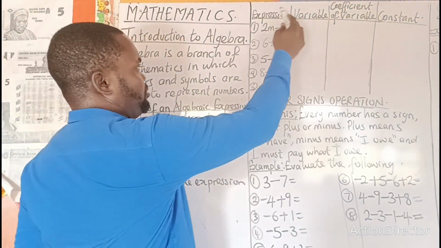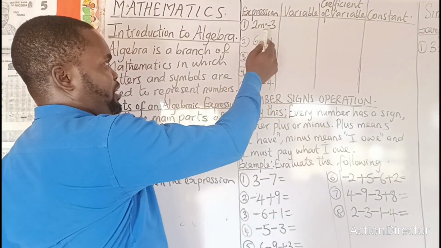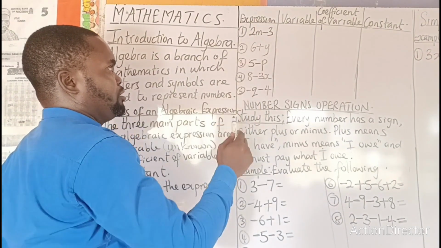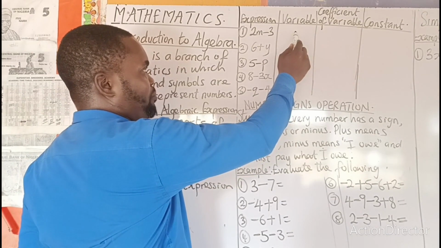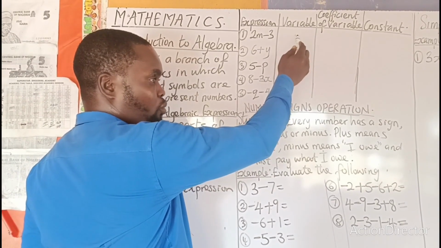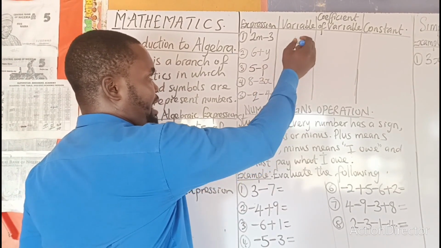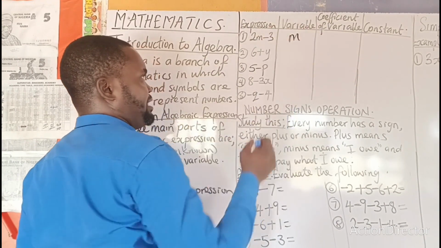Let's look here now. Using this table now, we have some expressions, 2m minus 3. In this case, what is our variable? Our variable will be what? Remember, the variable is the letter, the unknown. And what is that? M. M is our variable, so we write m.